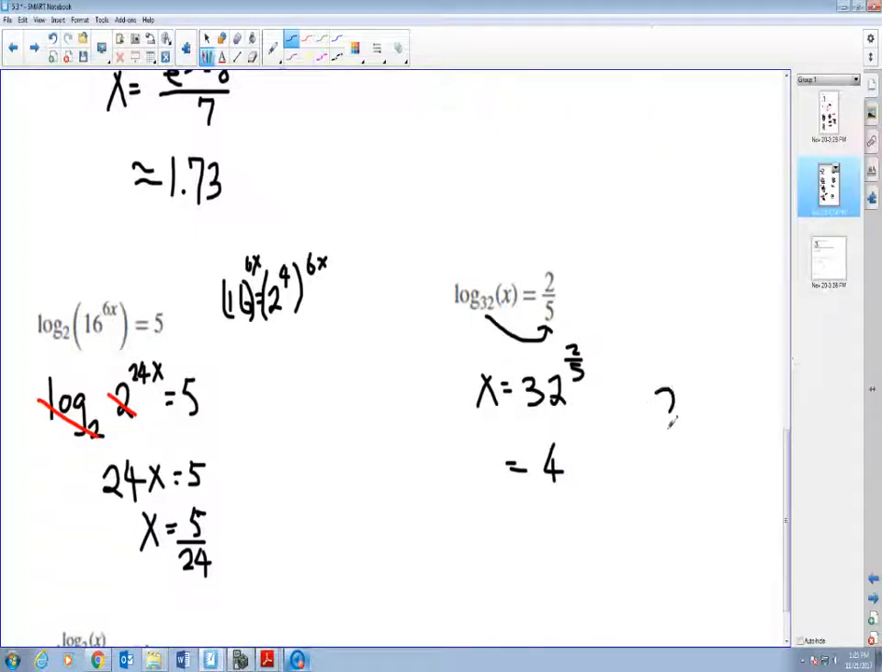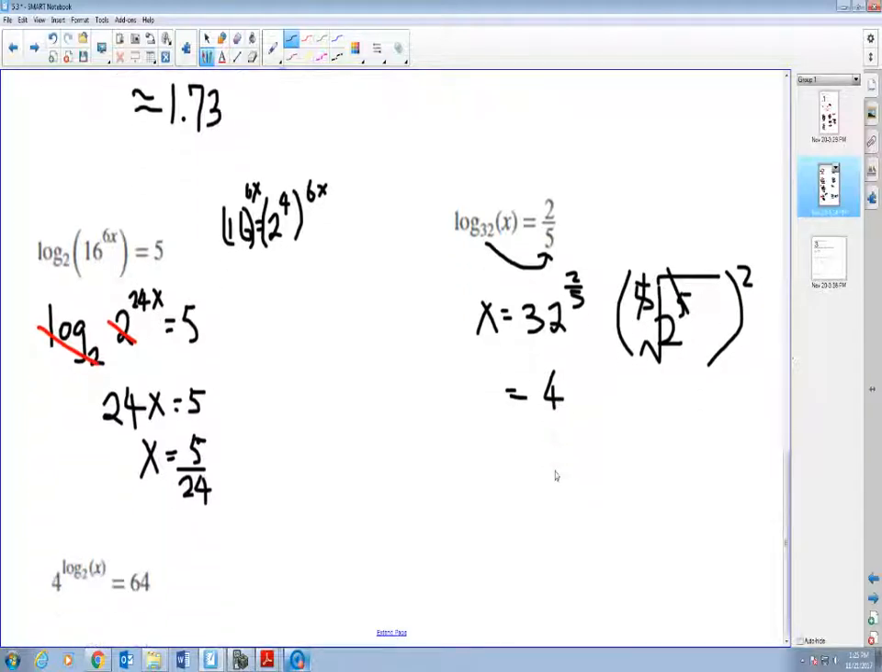Right, 32 is 2 to the 5th power. 2 over 5 power on the exponent means 5th root. Okay. Square means that my whole thing can be what? Squared. That's why 2 squared will be 4.